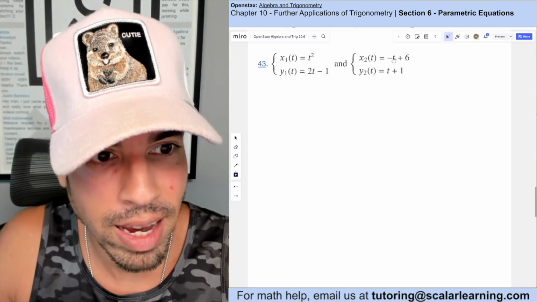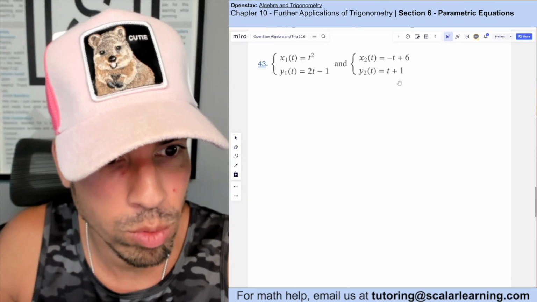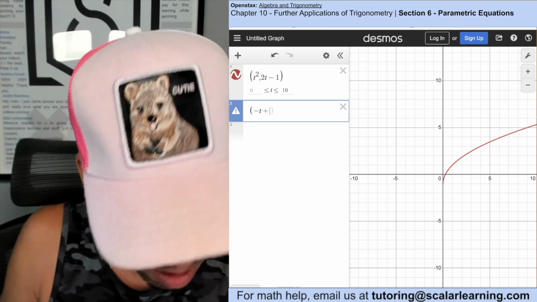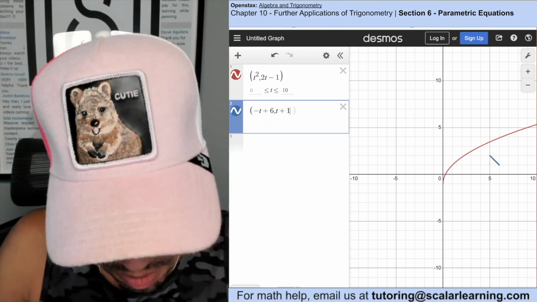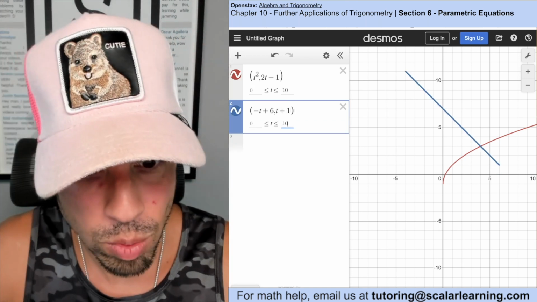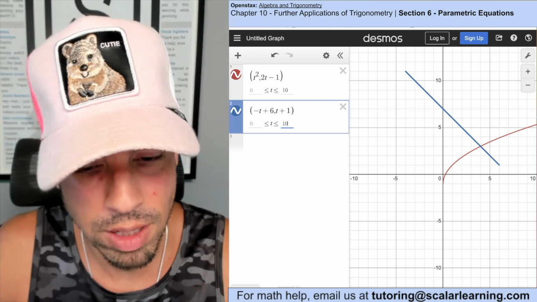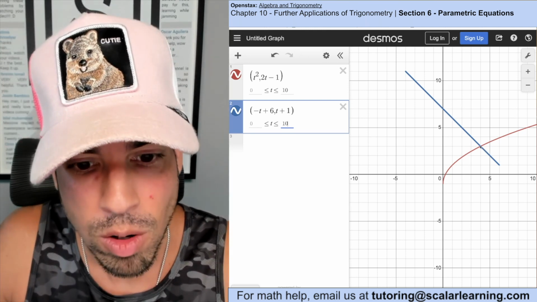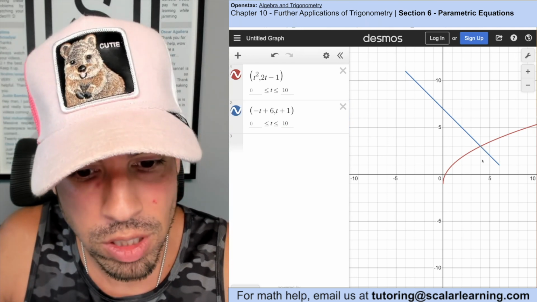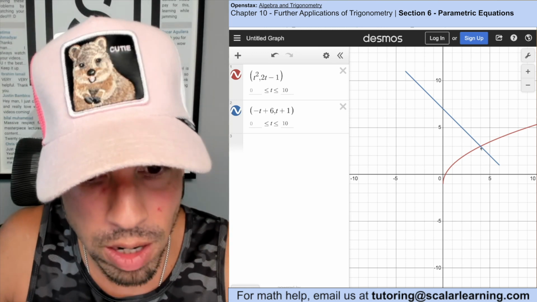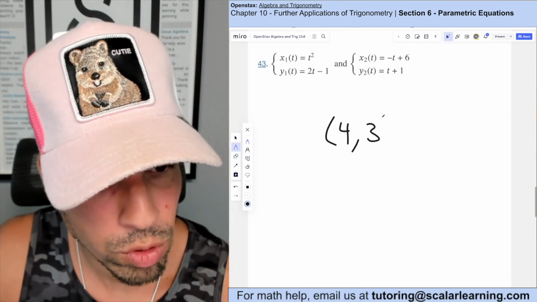Now for the next one, it's x equals negative t plus 6, y equals t plus 1. So we got negative t plus 6, and for the y, we have t plus 1. And we're going to extend this one out as well, 0 to 10. And look at that. They intersect, right? Where do they intersect? They intersect when x equals 4 and y equals 3. So we got x equals 4 and y equals 3.